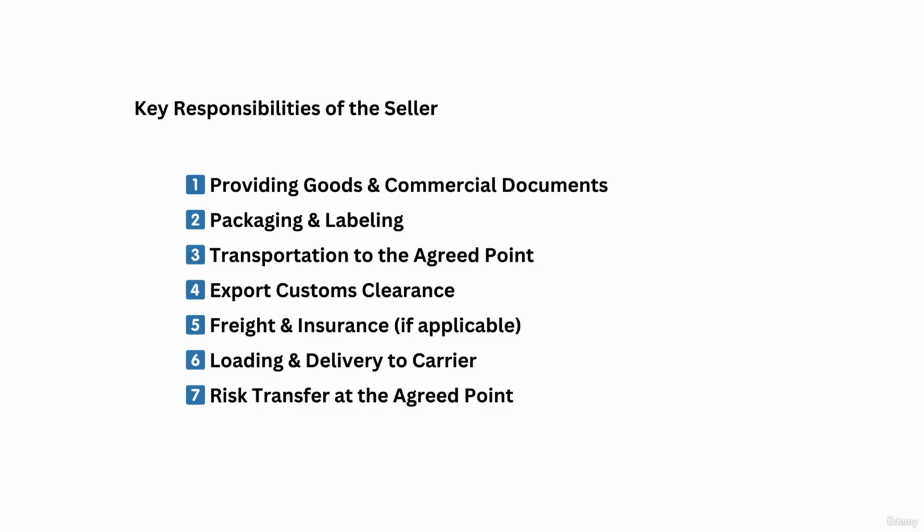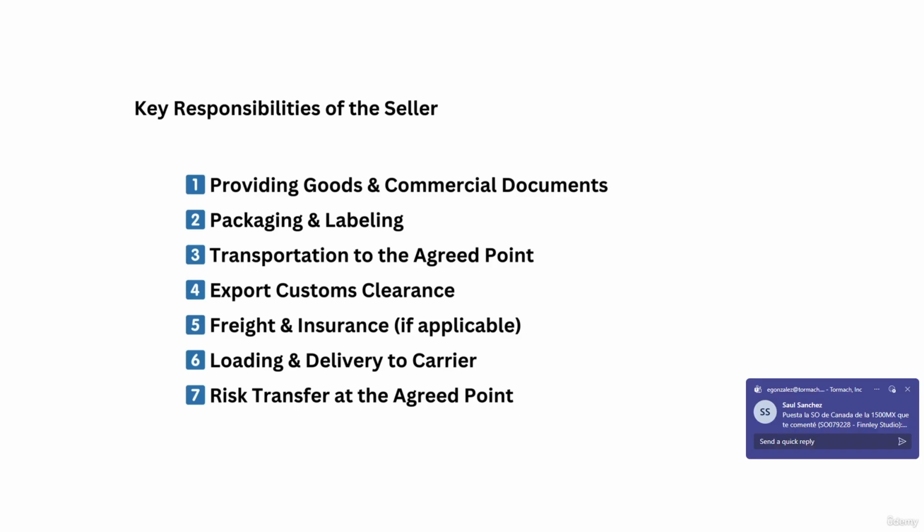The seller is responsible for packaging and labeling the goods according to international shipping regulations, ensuring that they are properly prepared for transportation. The seller must arrange transportation to the agreed point. This could be the buyer's premises, a transport hub, or a seaport, depending on the Incoterm used in the transaction. The seller must handle export customs clearance, which includes processing export duties, permits, and any required inspections before the goods leave the country of origin.